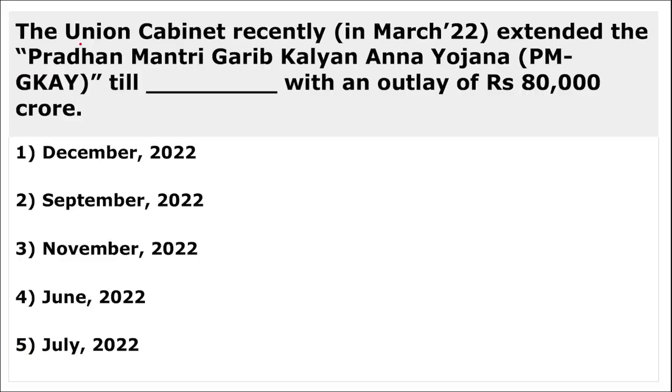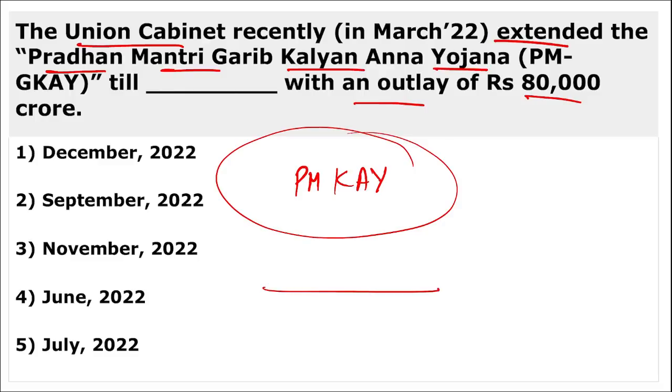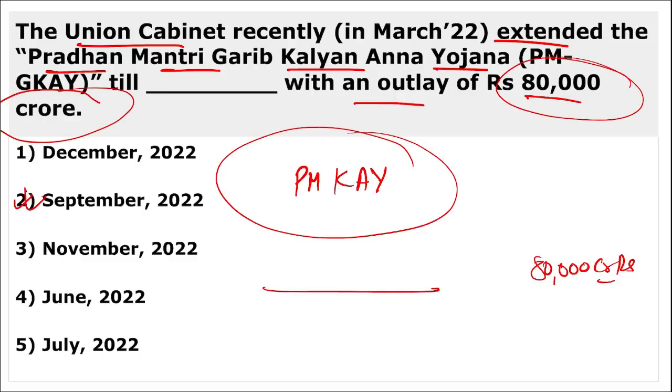Next, the Union Cabinet recently extended the Pradhan Mantri Garib Kalyan Anna Yojana till dash date with an outlay of 80,000 crore rupees. Tell me, I repeat, the Pradhan Mantri Garib Kalyan Anna Yojana has been extended till dash with an outlay of 80,000 crore rupees. So this has been extended till September 2022 with an outlay of 80,000 crore rupees. So which scheme? Pradhan Mantri Garib Kalyan Anna Yojana.